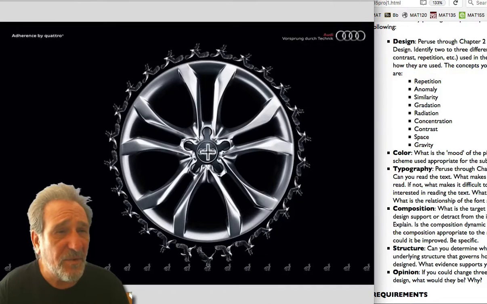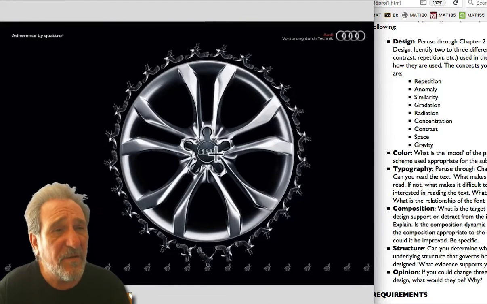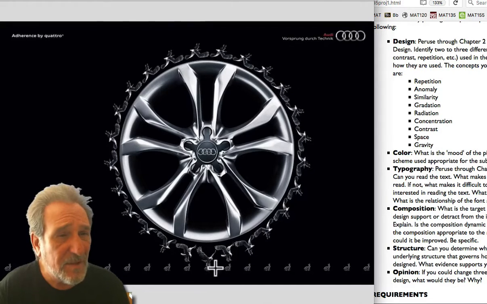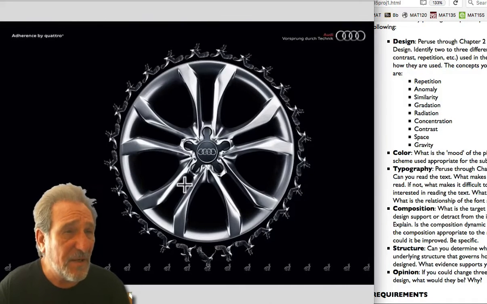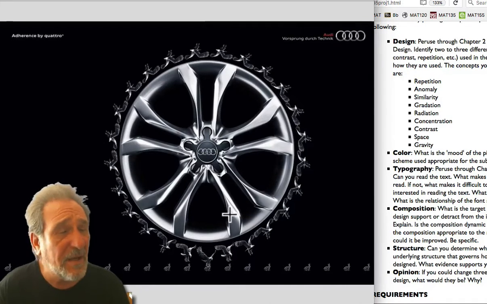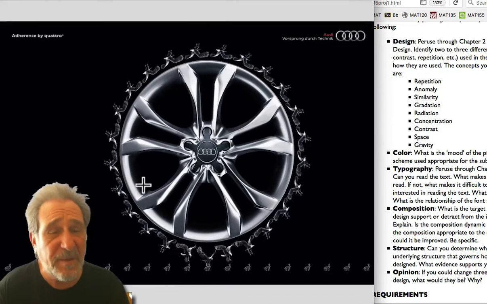This ad, right? A very strong sense of radiation. We have just the wheel itself with a very strong outward energy coming from the center point. Very strong sense of repetition going around the outside edge there. Repetition with the little rabbits cruising down here. It's off center, so the dynamic layout helps to keep it from being a little bit boring.